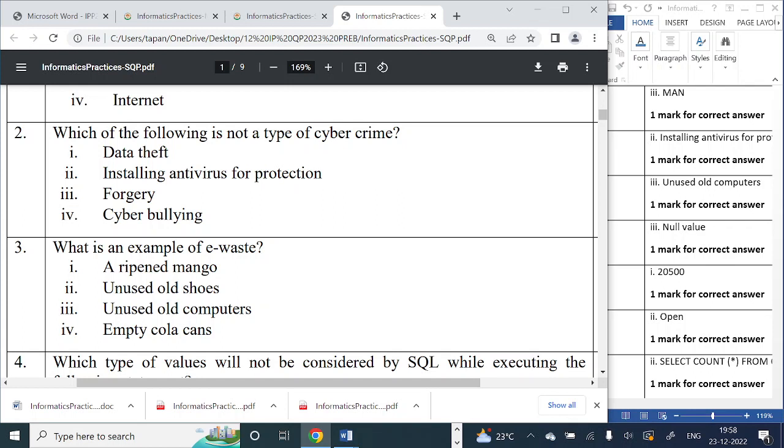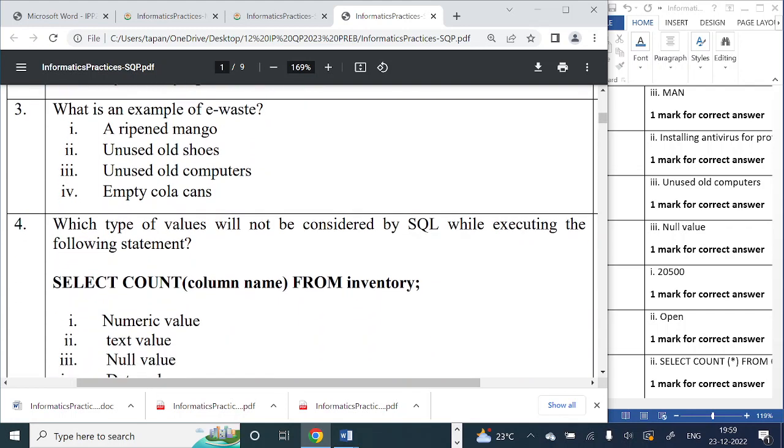Next, what is an example of e-waste? The options they have given: a ripe mango, no; unused old shoes, no; unused old computers, yes; empty cola cans, no. So electronic waste, any mobile related, computer related or any electronic devices which are not in use, it is a waste one. So e-waste here will be unused old computers.